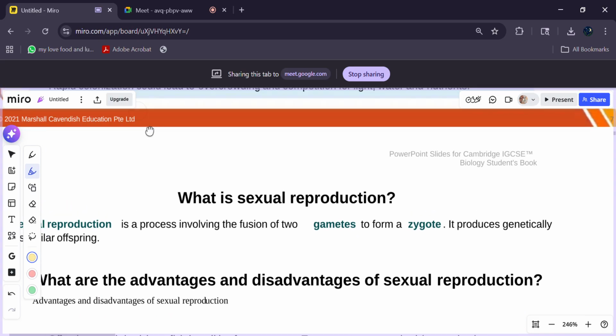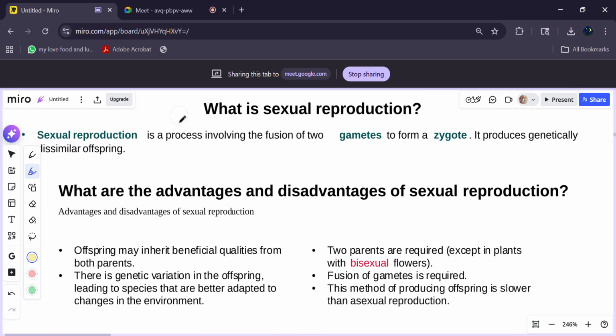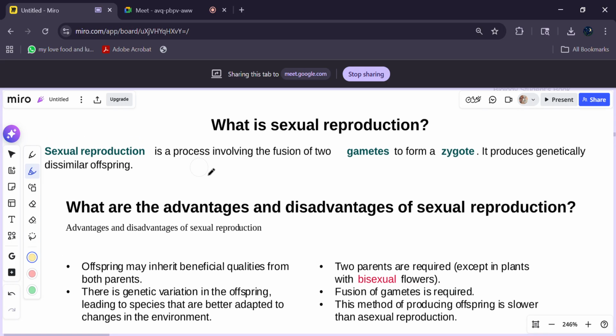Now we've done asexual reproduction, I think it's time we proceed on to sexual reproduction. Sexual reproduction is the process of fusing two gametes to form a zygote, and it produces genetically dissimilar offspring. Unlike asexual reproduction, sexual reproduction needs two parents to form a zygote.